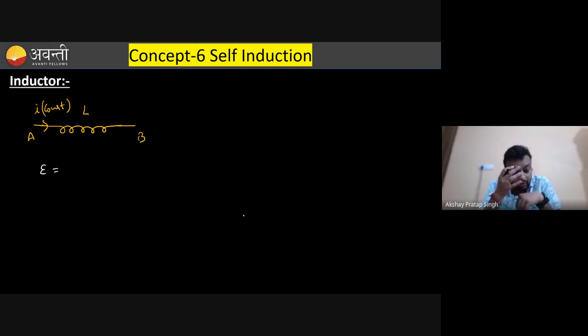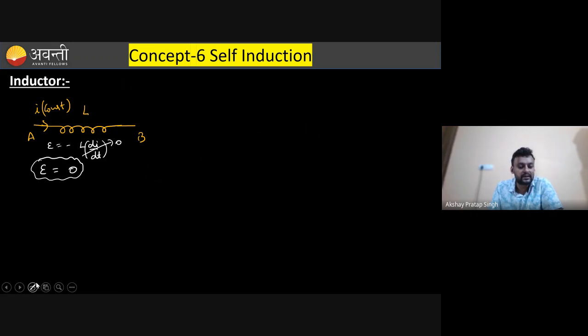If the current is constant, the flux will not change. If the flux will not change, it will not create any self-induced EMF. So the EMF induced will be zero. You can also see it from the equation E equals minus L di over dt. Current is not changing, that means di over dt is zero, so the EMF induced will also be zero. This is the first and simple case.